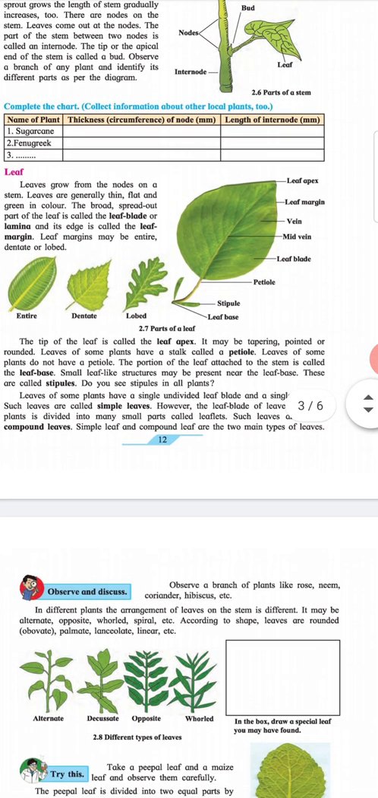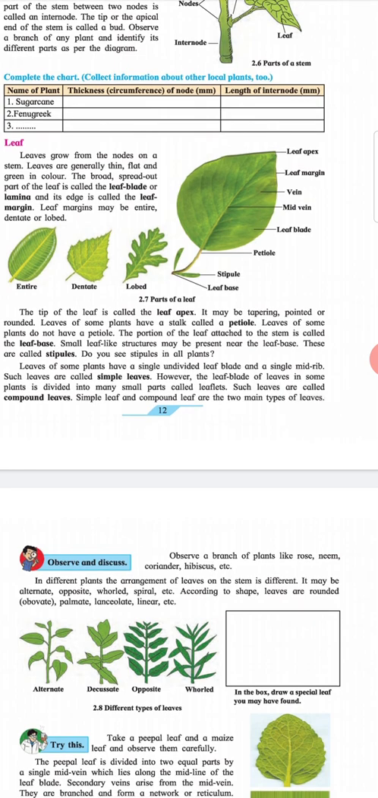Heading. Leaf. Leaves grow from the nodes on a stem. Leaves are generally thin, flat, and green in color. The broad, spread out part of the leaf is called the leaf blade or lamina, and the edge is called the leaf margin. Leaf margins may be entire, lineate, or lobed.